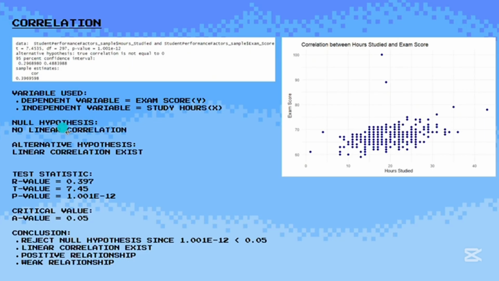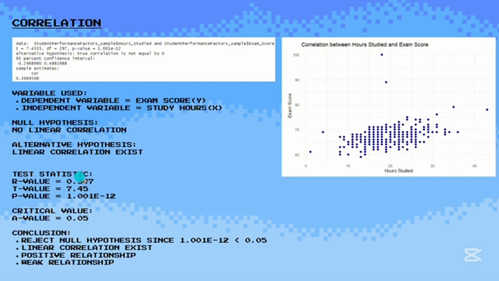For the null hypothesis, we state that there is no linear correlation, which means zero correlation, which means that both variables do not have any relationship. For the alternative hypothesis, we state that linear correlation exists, whether it is negative correlation or positive correlation.